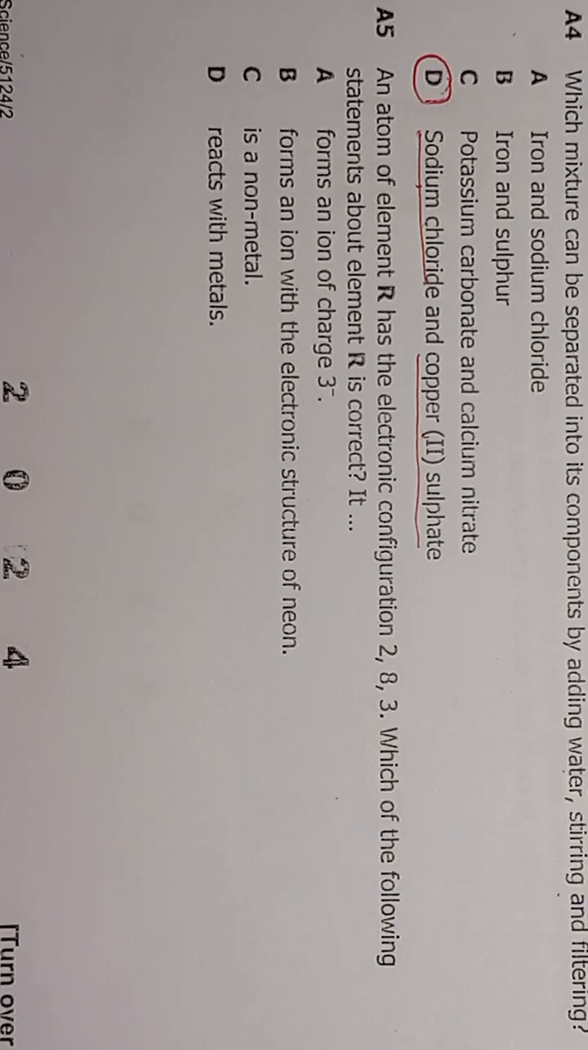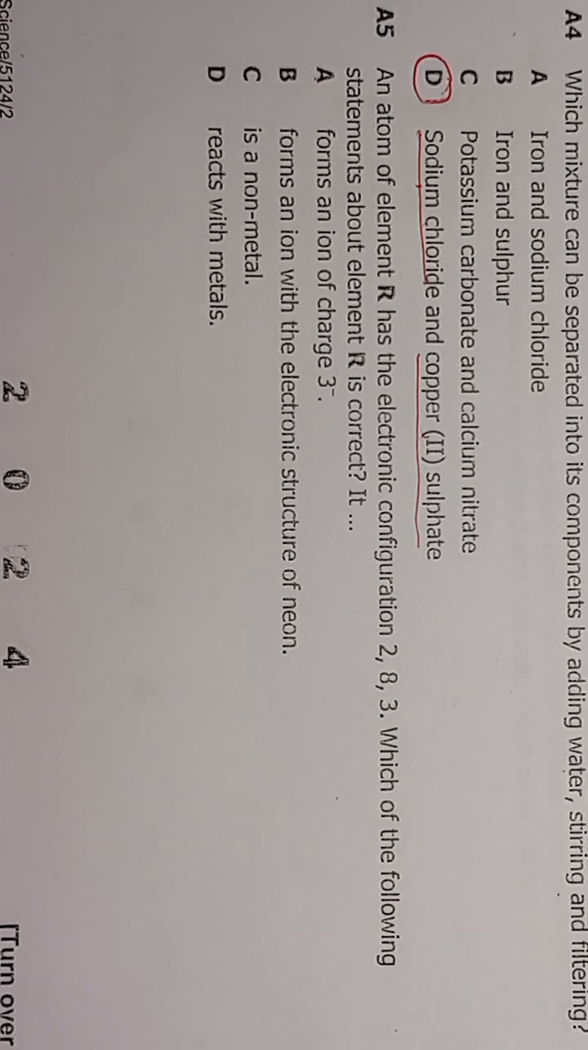Question 5. An atom of element R has the electronic configuration 2, 8, 3. Which of the following statements about element R is correct? Option A, forms an ion of charge 3-. Option B, forms an ion with the electronic structure of neon. Option C, is a non-metal. Option D, reacts with metals.